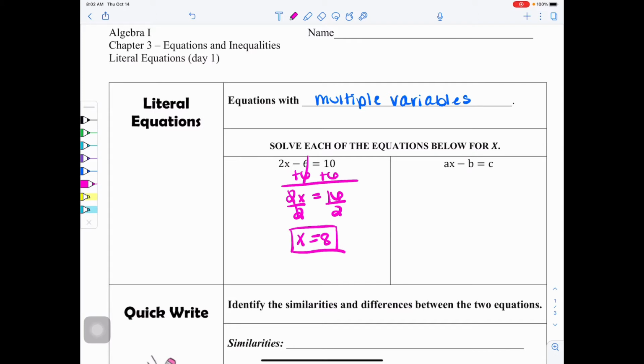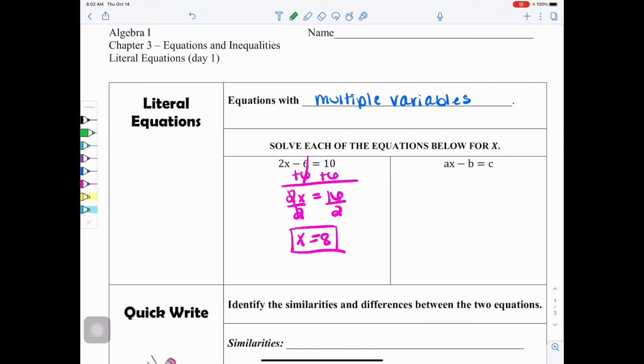Okay. Now let's look at the equation that's next to it. First, I want you to pay attention to the structure. Our original equation had 2x minus 6 equals 10. Our new equation has the same structure, ax minus b equals c. The difference is that there are no numbers involved in this equation. However, the process is still going to remain the same.